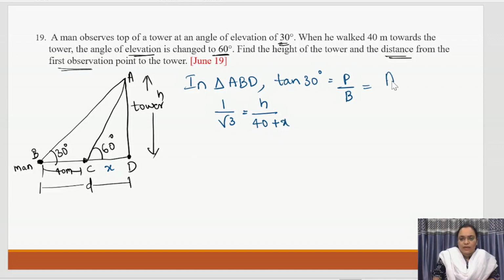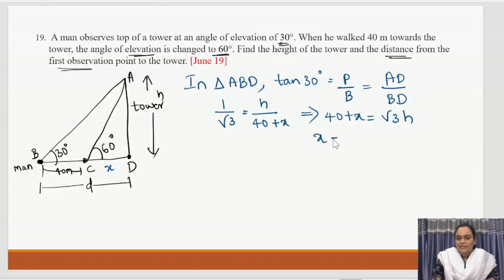Perpendicular will be AD and base will be BD. So from here, let us cross multiply. You will get 40 plus x is equal to root 3 h. So if you want to find this distance, you will get x is equal to root 3 h minus 40. Now let us take the triangle ACD.